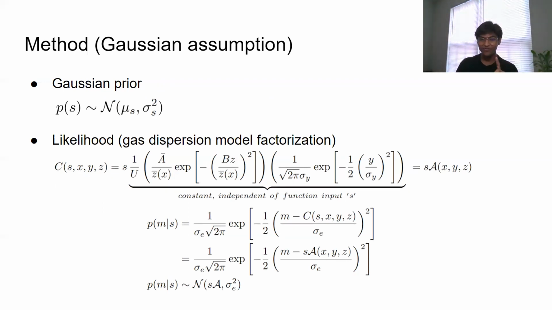But our likelihood function has this nested gas dispersion model, which appears somewhat convoluted and unlikely to result in a Gaussian distribution. However, we were able to factorize this gas dispersion model as the product of the leak rate S and a function of the location where the gas concentration is computed. Since this factorization is linear in the leak rate S and the likelihood is an exponential function, our likelihood is also a Gaussian distribution.